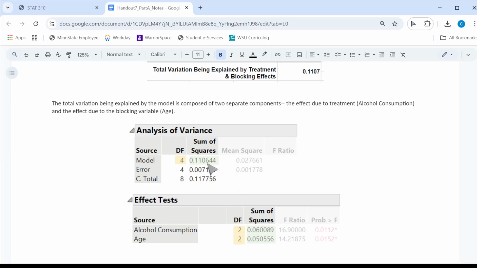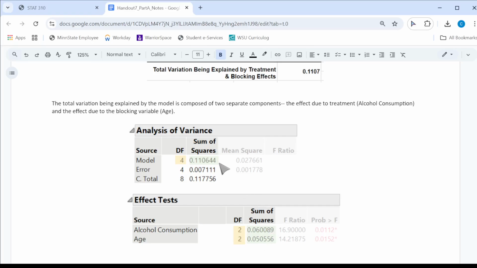So my model again has two separate things in it: the effect due to alcohol consumption and the effect due to my age group, that's my blocking variable. That 0.1106 can further be broken out into what is due to the alcohol consumption and what is due to the age. So you can see that a little bit more sums of squares is due to alcohol consumption, 0.06, versus age, which has about 0.05 on the sums of squares.